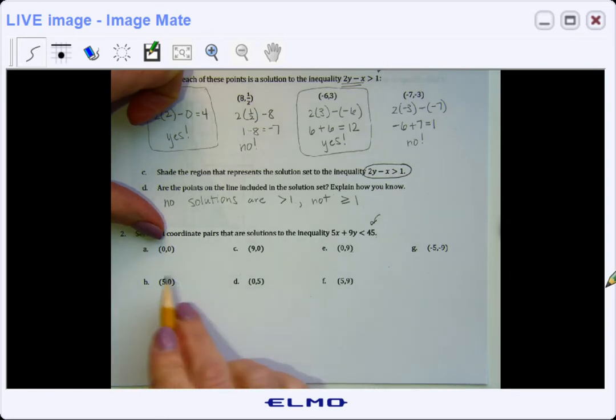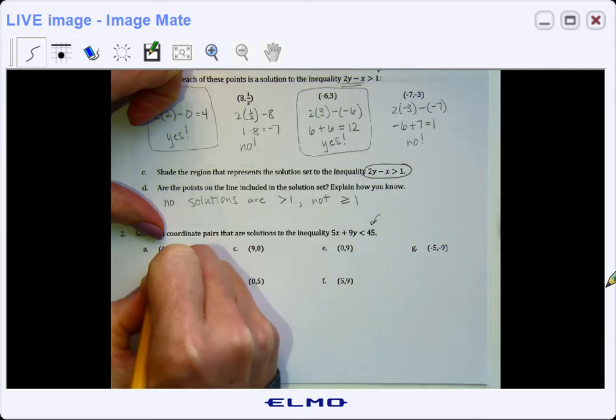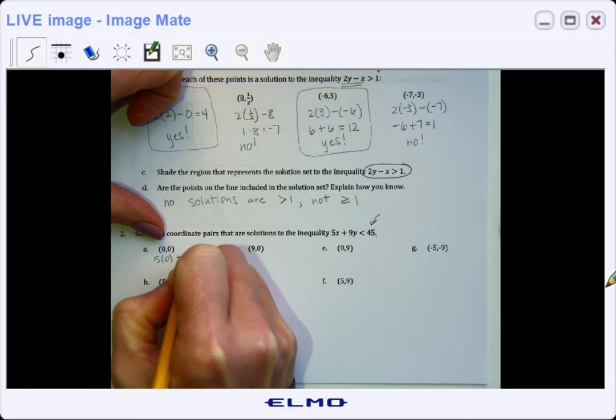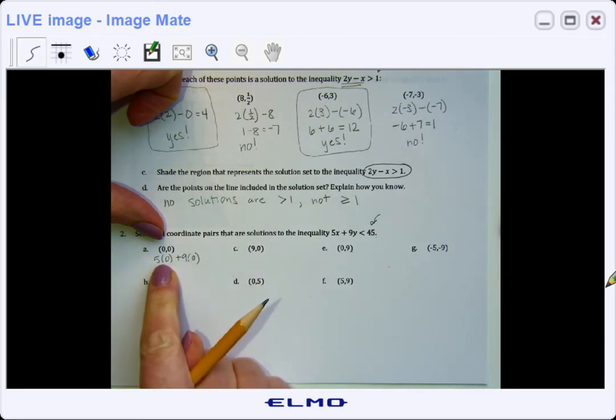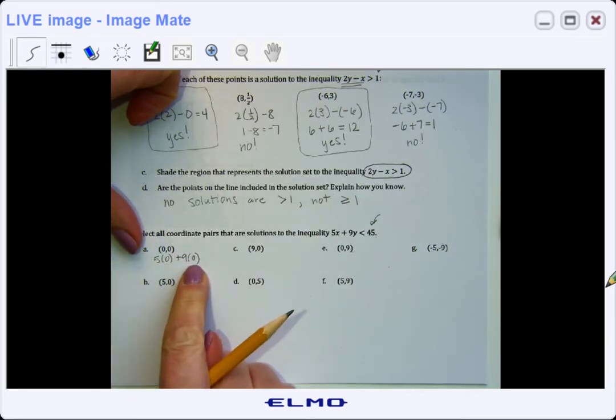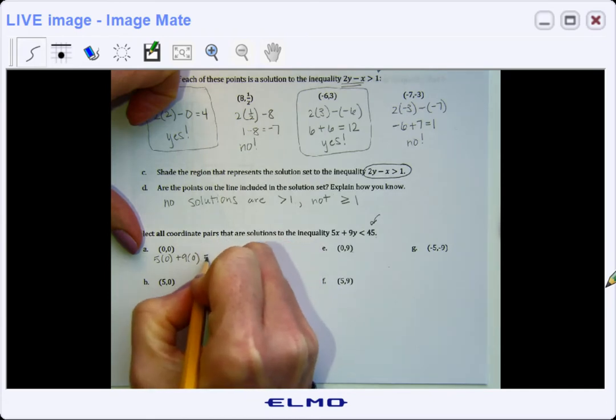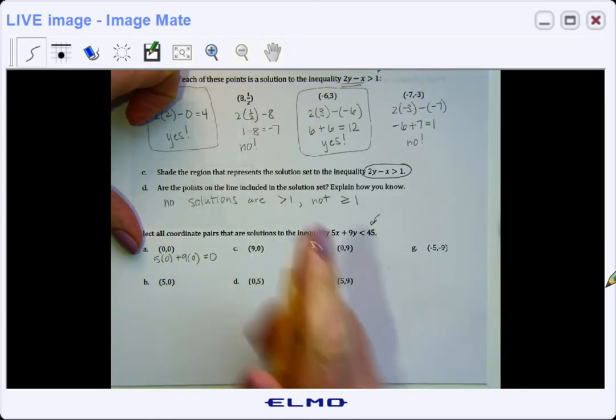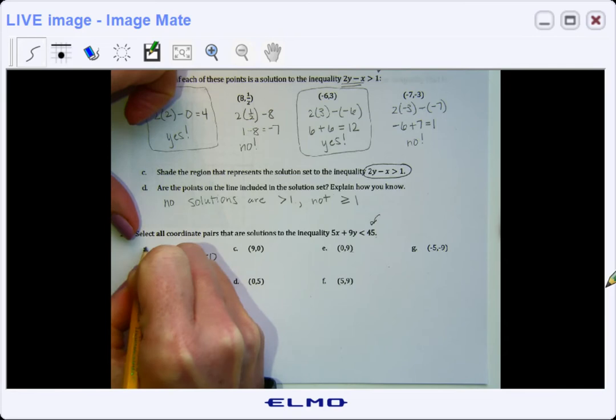All right, so 0, 0. So 5 times 0 plus 9 times 0, well, that equals 0 and that equals 0. So this is equal to 0, which is less than 45. So I'm going to select A.